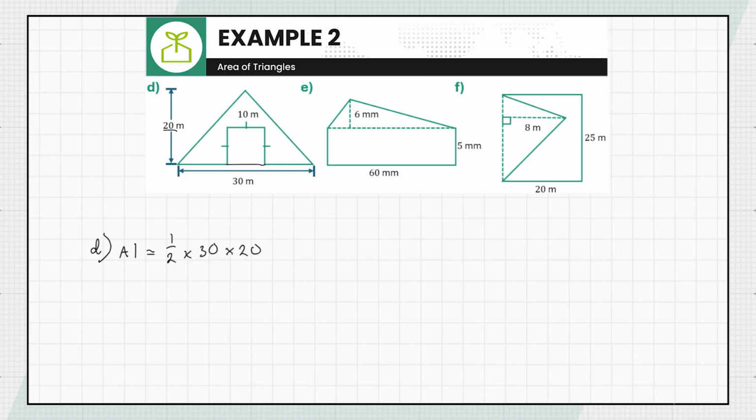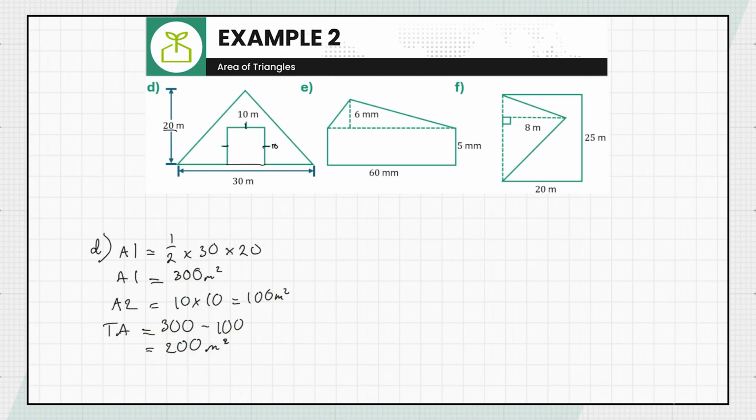Okay? So our A1 is going to be equal to 300, and that is in meters squared. And our A2 is just going to be equal to 10 times 10, which is equal to 100 meters squared. So our total area is going to be equal to 300 minus 100, which is 200 meters squared. Okay, just remember, every time we see the same symbol, it means that this is the same length. So this is 10 and this is 10. But all we need to know for area is length times breadth, so we can do 10 times 10.